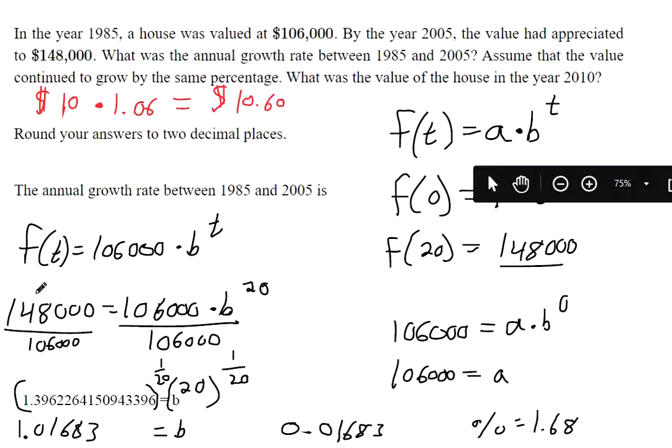Same thing with this problem, right? You're keeping the same value of the house plus this percentage. So this is your percentage increase right here, just as a decimal.